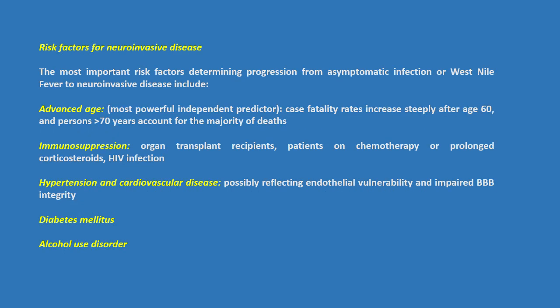Risk factors for neuroinvasive disease. The most important risk factors determining progression from asymptomatic infection or West Nile fever to neuroinvasive disease include advanced age. This is the most powerful independent predictor, and case fatality rates rise steeply after age 60. Immunosuppression, such as organ transplant recipients, patients on chemotherapy, or prolonged corticosteroids, and HIV infection. Hypertension and cardiovascular disease, diabetes mellitus, and alcohol use disorder.